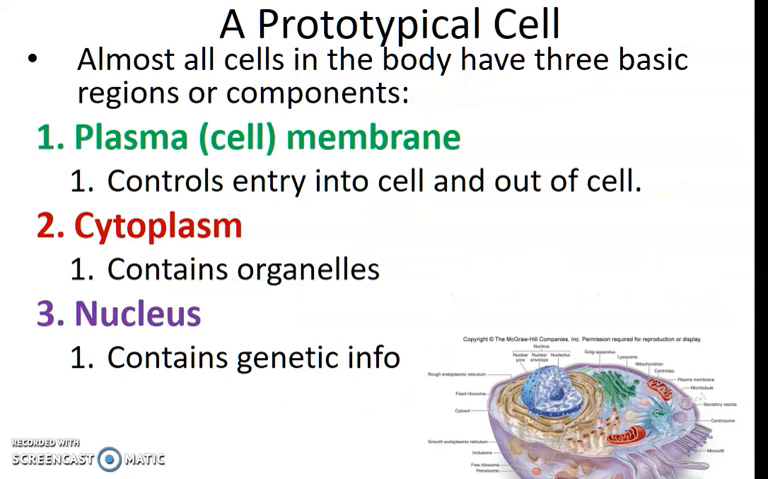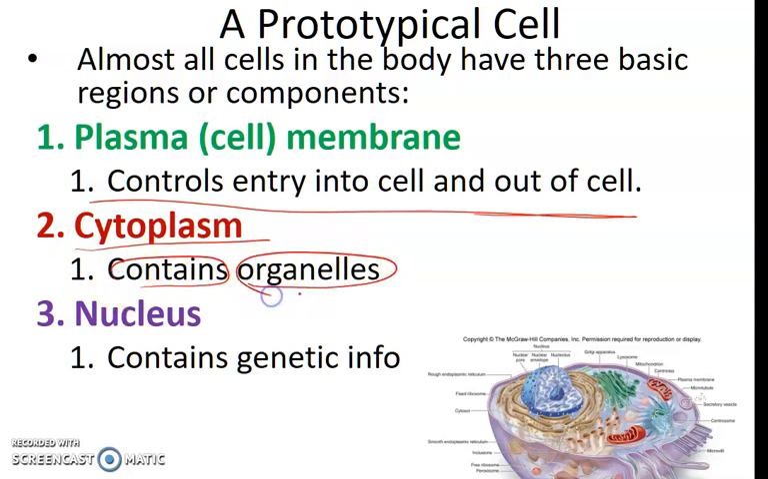So human cells and animal cells have three basic regions. They have the plasma membrane, which controls entry and exit into the cell. It has a cytoplasm, which contains organelles. Organelles are little factories. There's the energy plant right there. There is the manufacturing line right there. There's the packaging center right there.